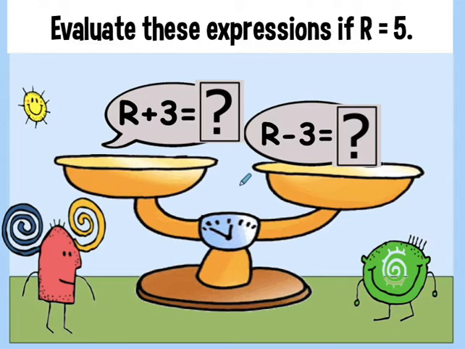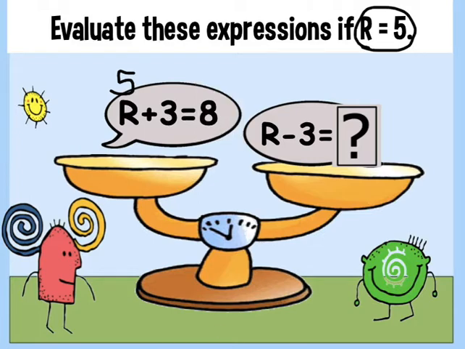Let's say we want to evaluate the expressions below if r is equal to 5. So we have r plus 3 equals something and r minus 3 equals something. Our expression tells us that r is equal to 5. So we're going to plug in 5 for our r. And here we have 5 plus 3 equals 8. And here we have 5 minus 3, which we know equals 2.